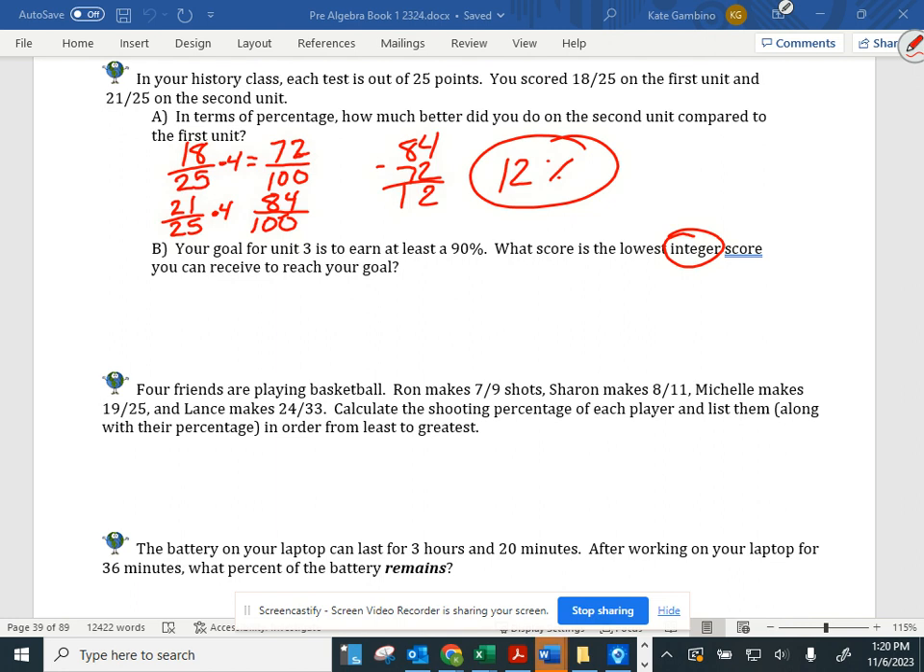92%. That's a percent. Oh my goodness, now we're having to remember all the way back to the beginning of the year. What is an integer? Adeza? So think about whole numbers. So that's no fractions, no decimals.